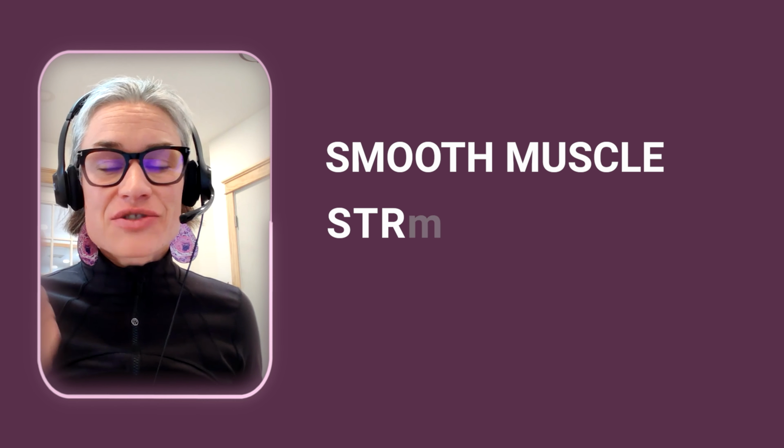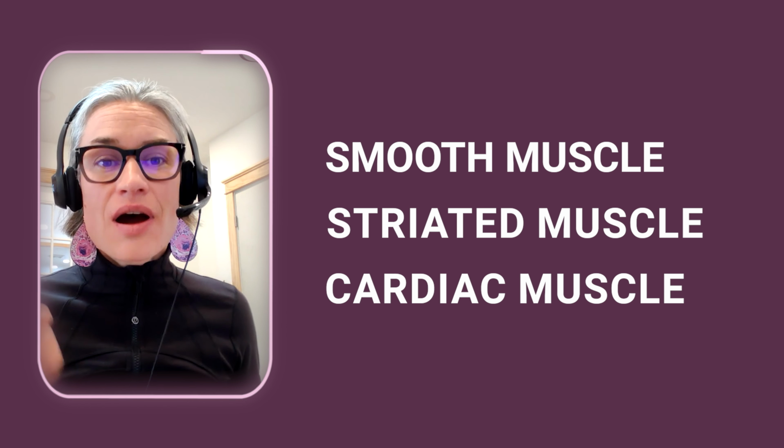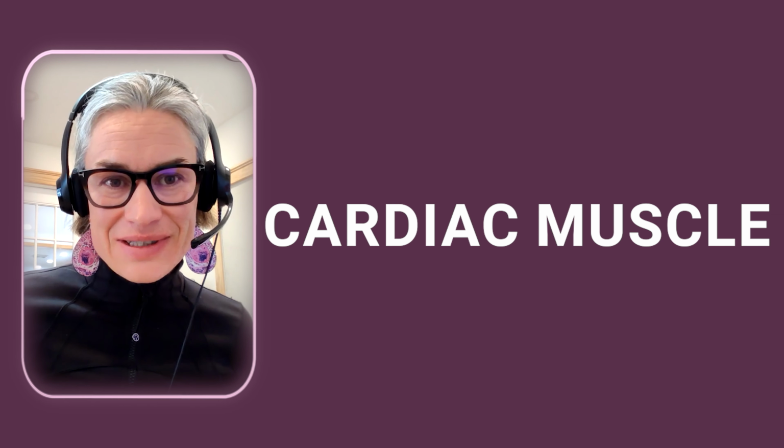This muscle never rests, and histology makes it very obvious why. So there are three types of muscle in your body: smooth muscle, striated muscle, and cardiac muscle, heart muscle. This is what this video is about. We are going to look at cardiac muscle that is found only in the heart.